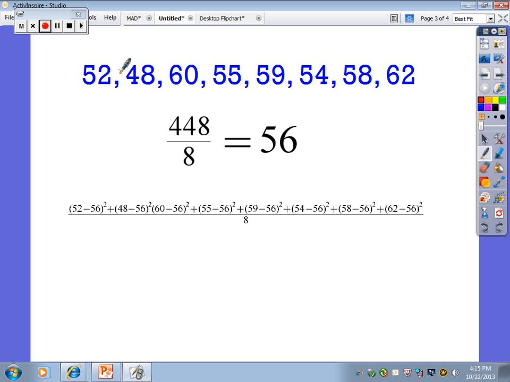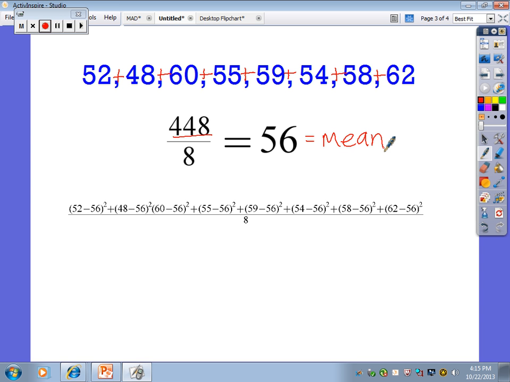We have to find the mean, of course, because that's what we did when we were talking about the mean absolute deviation. So again, you add all your data together, and you get 448. And you divide that number by the quantity of numbers in your data, so that was 8, and we got an average or mean of 56. So that equals the mean.